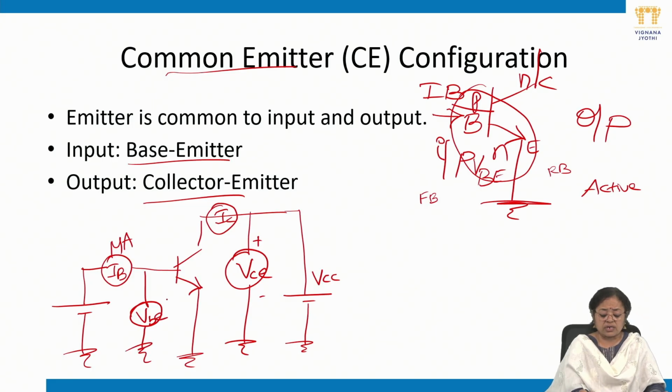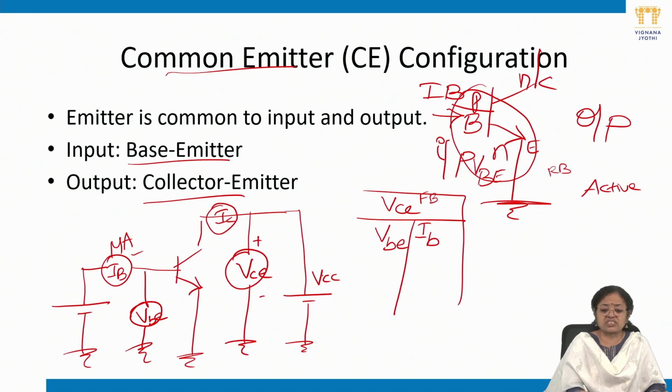This voltmeter is going to measure the input voltage, and over here this is IB. In order to obtain the input characteristics, for various values of VBE we will note down IB for the VCE values. By varying this VCC, you will set the value of VCE.